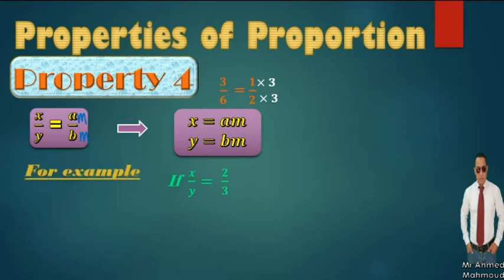If we have x over y equals a over b, then x equals am and y equals bm, and m here is the constant. This is a very, very important property. For example, if x over y equals 2 over 3, then x equals 2m and y equals 3m. We use this property in this case: if we have x over y equal a fraction, then x equals the first term times m, and y equals the second term times m. Okay, let's solve the next example to understand this property.